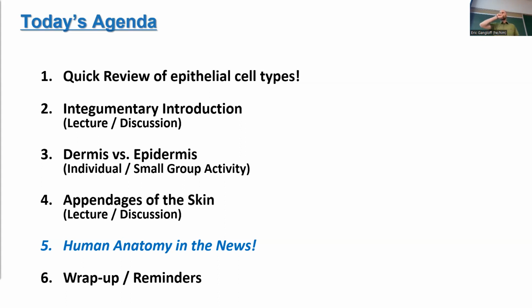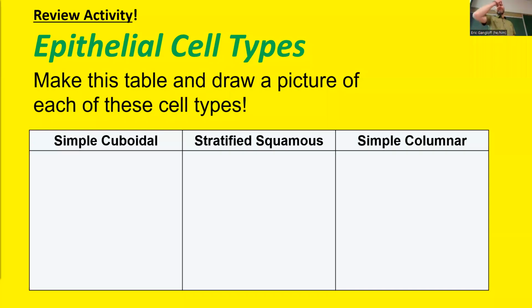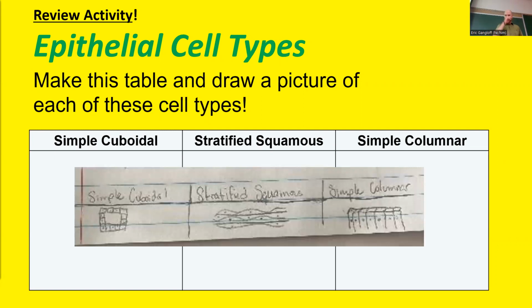We good? All right. So quick review. In class on Friday, I asked you to create this table and to draw these three types of epithelial cells. You all did this and you uploaded a picture with your ticket out. But just to make sure we've got it, I have a student example here. You can see with simple cuboidal cells, remember simple means there's a single layer. Cuboidal simply means that they're more or less cube shaped, not precisely but close.